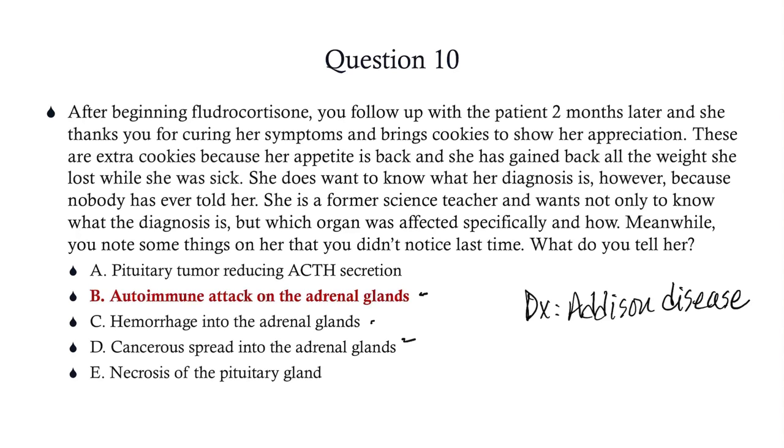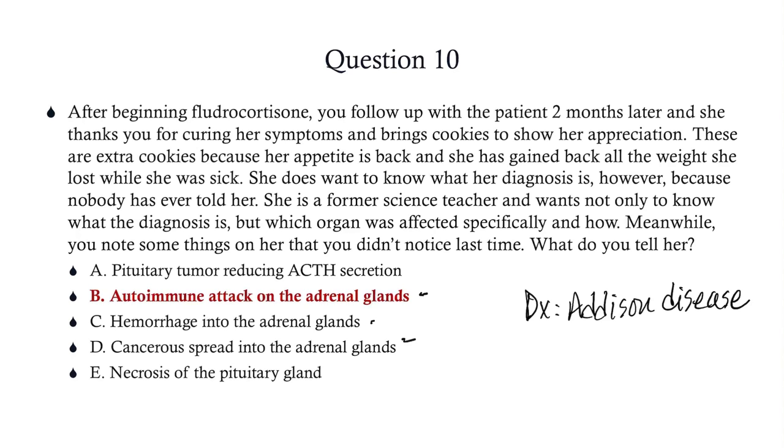Autoimmune attack on the adrenal glands, autoimmune adrenalitis, is the number one cause of primary adrenal insufficiency. These others, pituitary tumor reducing ACTH secretion, in that case, we would expect a response to ACTH because there's nothing wrong with the adrenals. So we would expect to see a response, and then we would go ahead and get a brain MRI and whatnot.